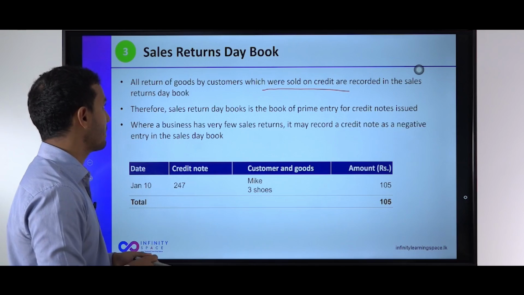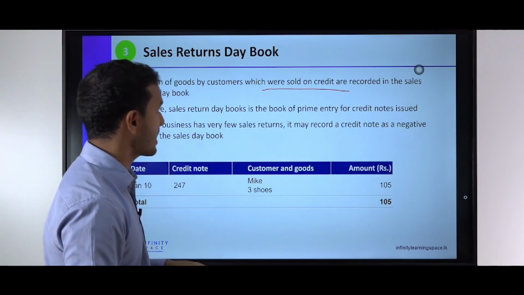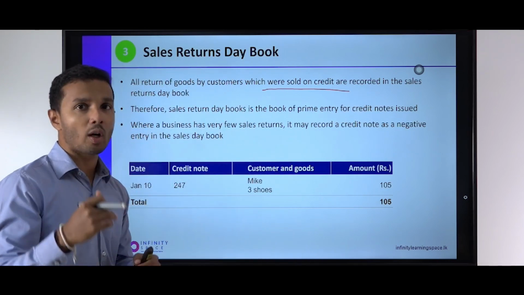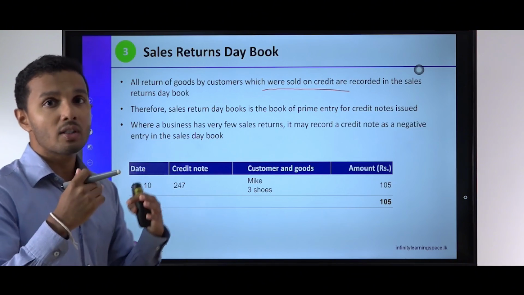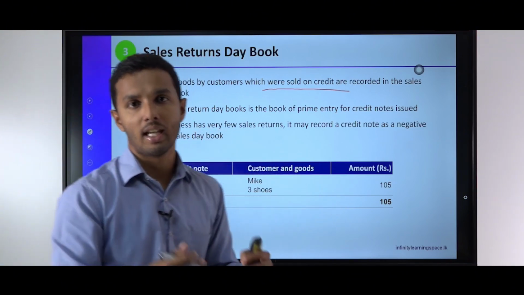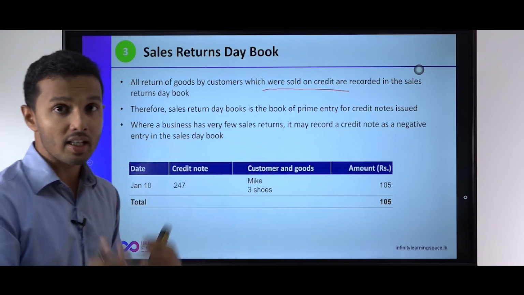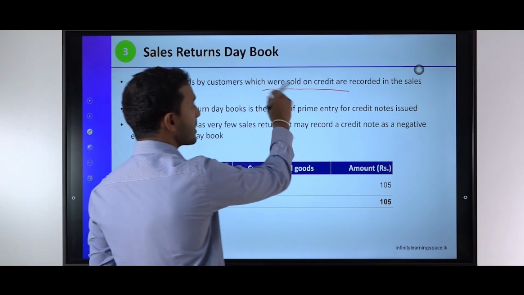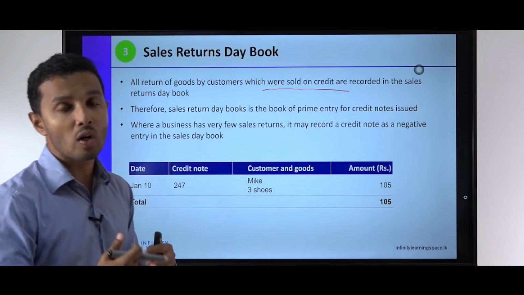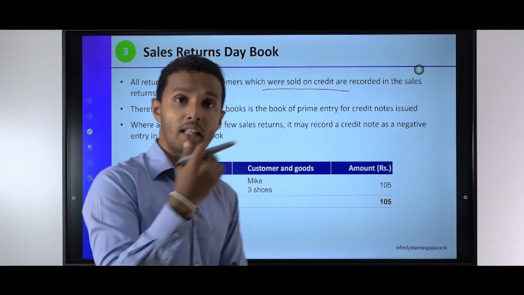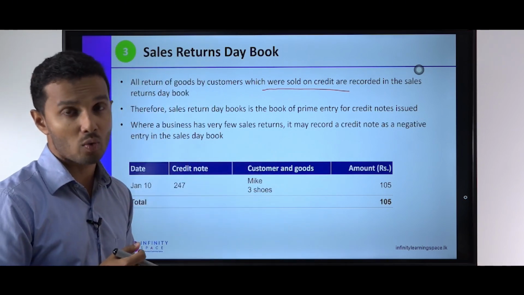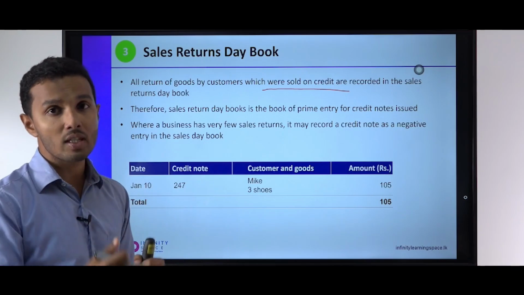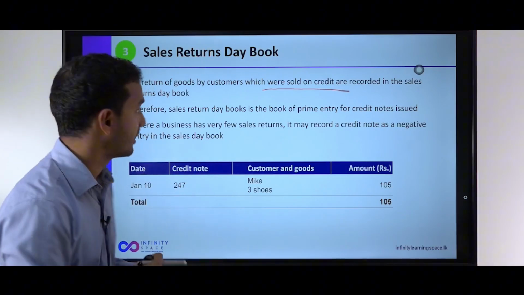Now in our sales return day book, we record all return of goods by customers which were sold on credit. So we only record return of goods by customers which were sold to them on credit initially. We have sold goods to the customer on credit first, and then that customer returns some of those goods back to us. So it has to be a return of goods that were initially sold on credit. If we sold our goods for cash to the customer initially and then eventually the customer returns the goods to us, then that will not be recorded in the sales return day book because here we are only recording return of goods that were sold on credit.